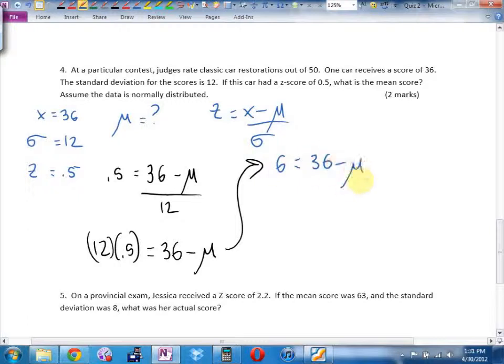By the way, can you do this in your head right now? 36 take away what equals 6? I think the answer is going to be 30. And if you were able to just go there, I think, Nicole, great, that's even better.